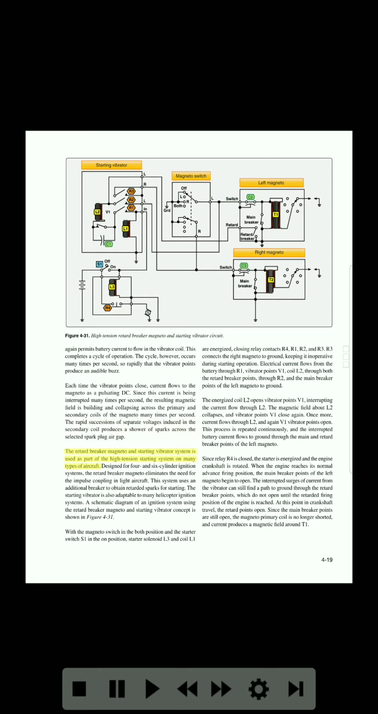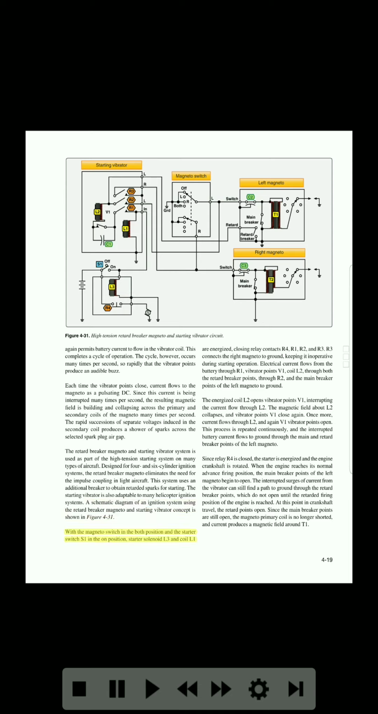The retard breaker magneto and starting vibrator system is used as part of the high-tension starting system on many types of aircraft. Designed for 4- and 6-cylinder ignition systems, the retard breaker magneto eliminates the need for the impulse coupling in light aircraft. This system uses an additional breaker to obtain retarded sparks for starting. The starting vibrator is also adaptable to many helicopter ignition systems. A schematic diagram of an ignition system using the retard breaker magneto and starting vibrator concept is shown in figure 4-31.